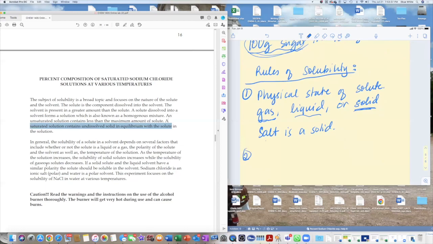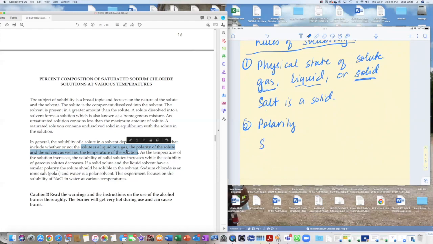Number two, so I'm kind of paraphrasing from here. I just did that part. The second part is polarity. Okay. If you have a solute that is polar, and I'll come back and explain number one a little bit more when I get to number three. If your solute is polar, then your solvent has to be polar to form a solution.